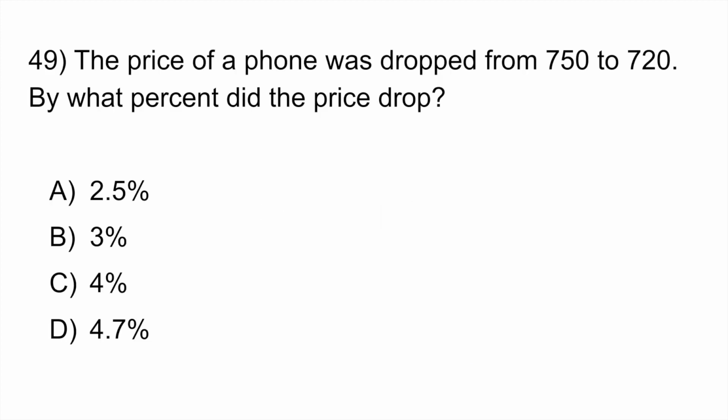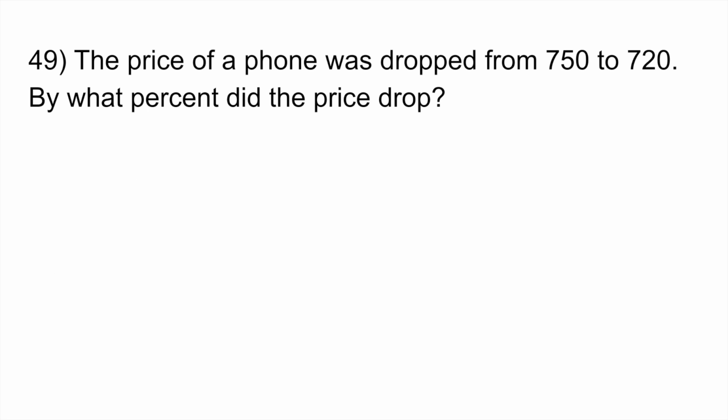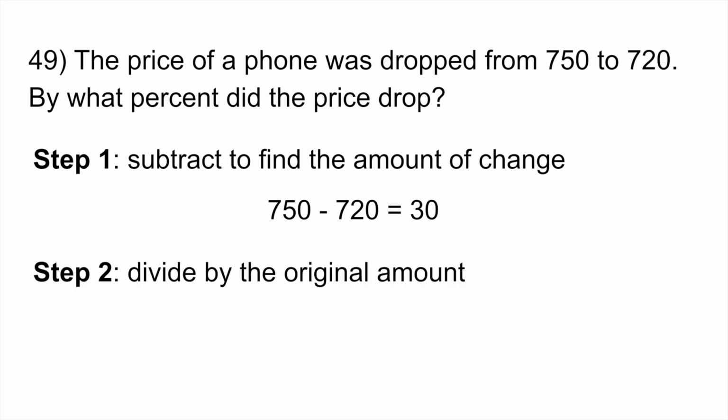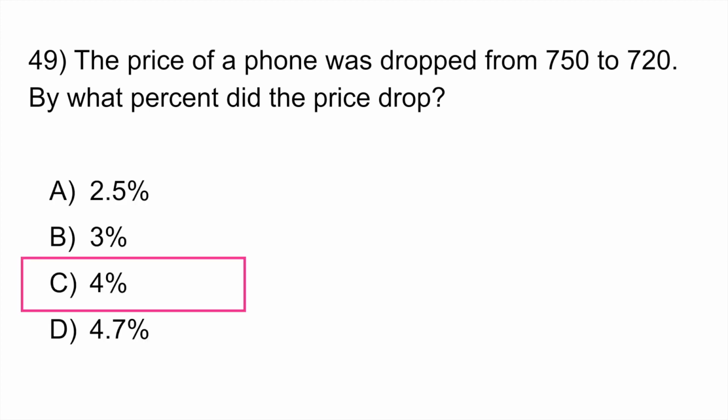The price of a phone was dropped from $750 to $720. By what percent did the price drop? Okay, so here the first thing you want to do is subtract to find the amount of change. 750 minus 720 is going to give you 30. Then step 2, you're going to divide by the original amount. So you would divide 30 by 750. That gives you 0.04. And if we change that to a percentage, that is 4%.